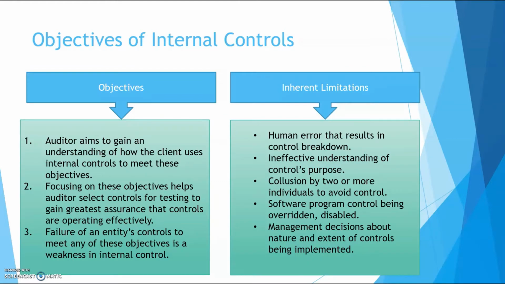So as a bit of a summary, objectives of internal controls. From an audit perspective, the audit is going to aim to gain an understanding of how the client uses internal controls to meet objectives. Focusing on these objectives helps the auditor select controls for testing and gain greater assurance that the controls are operating effectively. Failure of intended use controls to meet any of these objectives is a weakness in internal control. And how this all comes together we're going to go through in a later slide.